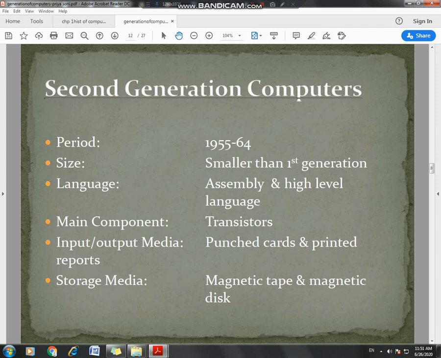So, to overcome that problem, in the second generation, they replaced the machine language with either assembly or even higher level language. Assembly language is also difficult, but as compared to machine, it is a little better. High level language is obviously very easy. Then the main component was the transistor. Vacuum tubes were replaced by transistors. Input output media, we have punch cards and printed reports. And storage media, we have magnetic tape and magnetic discs.